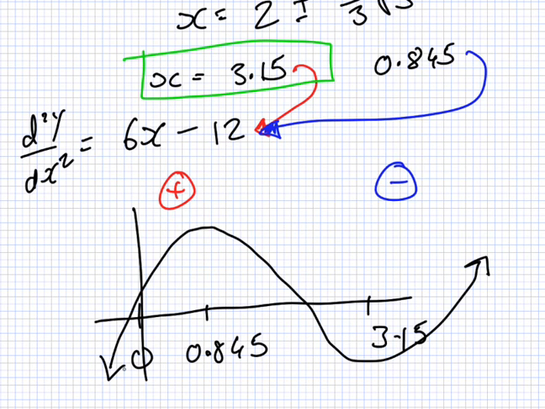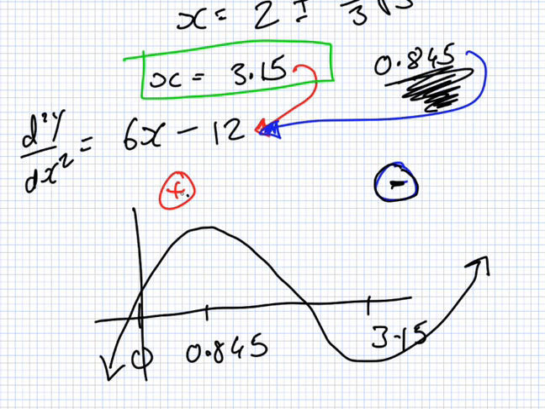The graph is like this. So the first answer, is this a max or a min? This one. Max. And you can tell because the second derivative is negative. This one here, the minimum. And you can tell because the second derivative is positive.